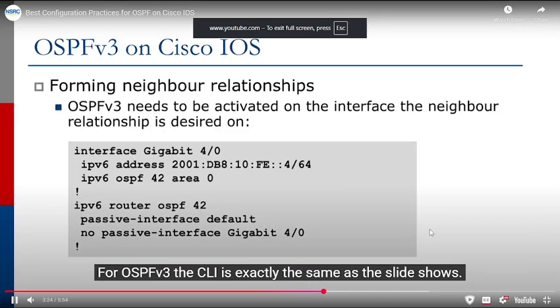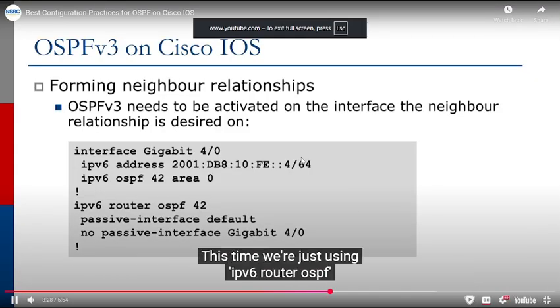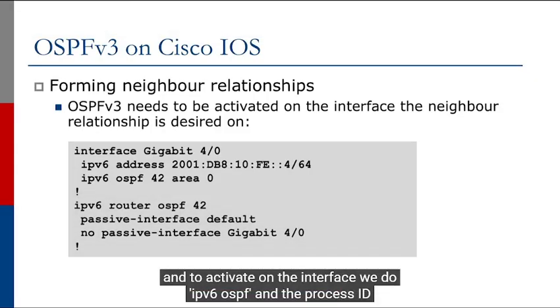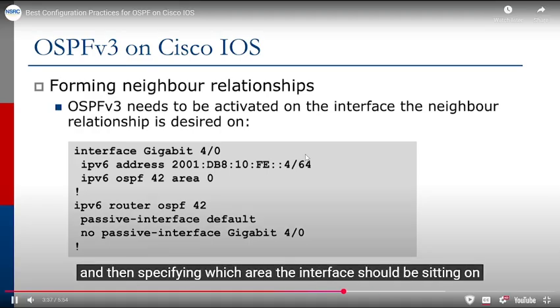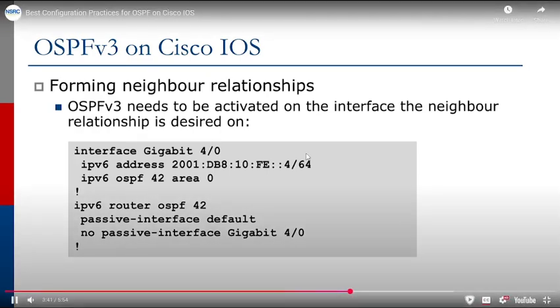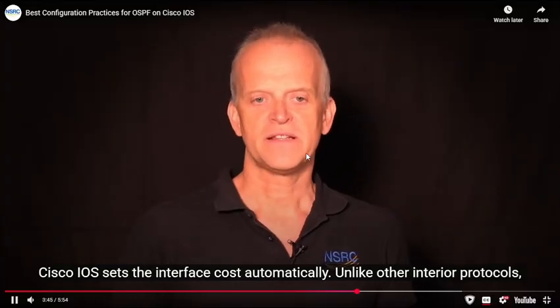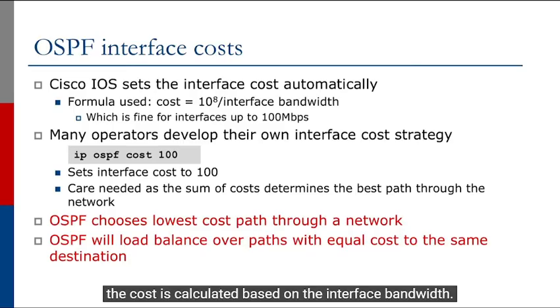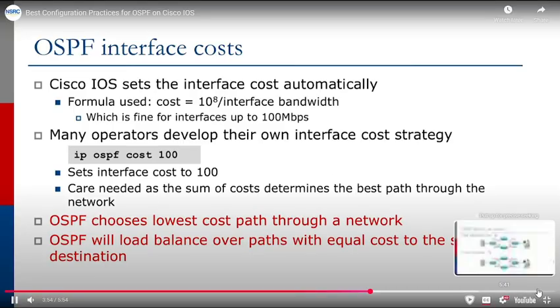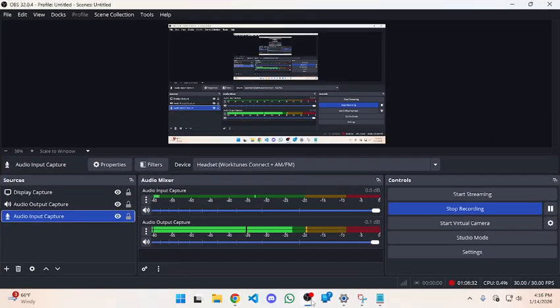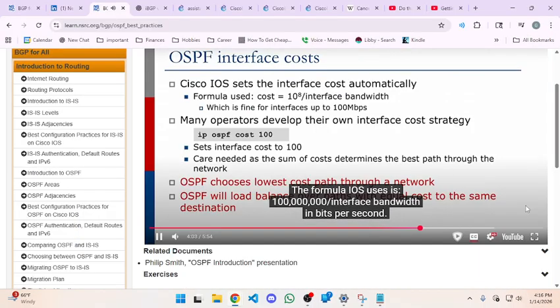For OSPF version 3, the CLI is exactly the same as the slide shows. This time we're just using IPv6 router OSPF. And to activate on the interface, we do IPv6 OSPF and the process ID, and then specify which area the interface should be sitting in. Cisco IOS sets the interface cost automatically. Unlike other interior protocols, the cost is calculated based on the interface bandwidth. The formula that IOS uses is 100 million divided by the interface bandwidth in bits per second.